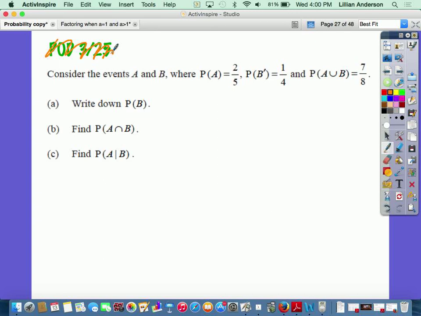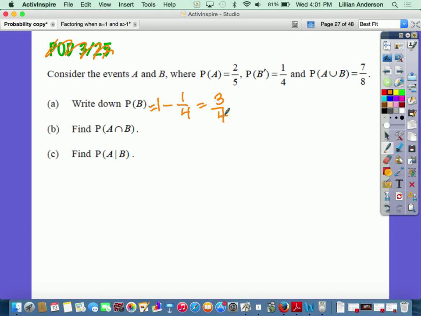It says consider the events A and B, where the probability of A is 2/5, the probability of B complement is 1/4, and the probability of the union between A and B is 7/8. Part A says to write down the probability of B. Well, remember, if we had the complement, all we have to do is 1 minus the complement to find the probability of B, so that's going to be 3/4. That's what we did on Tuesday.